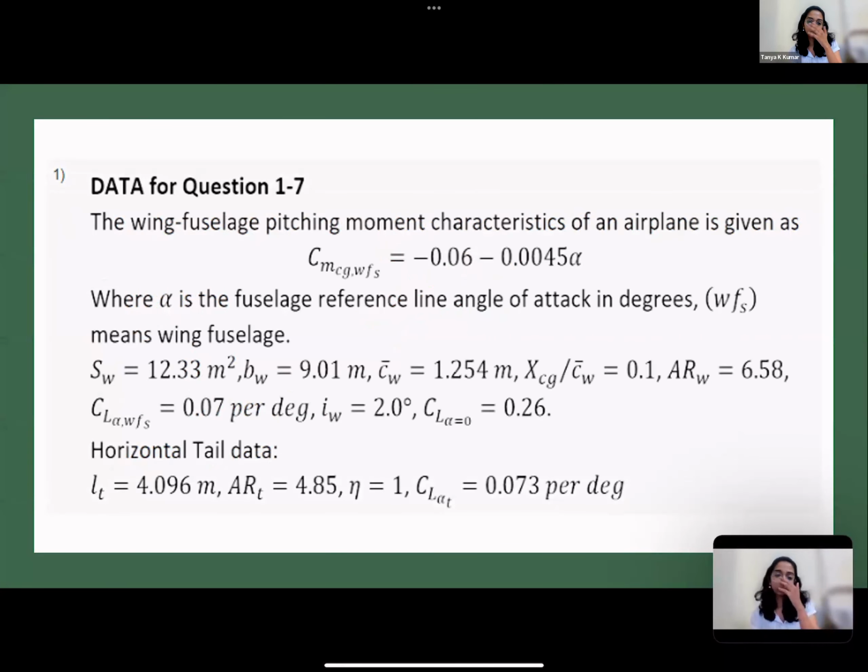Whenever there's such a question given, read the data given to you clearly. In this case, I think it was straightforward, but you can have some confusing data given to you. Okay. So let's read the question.